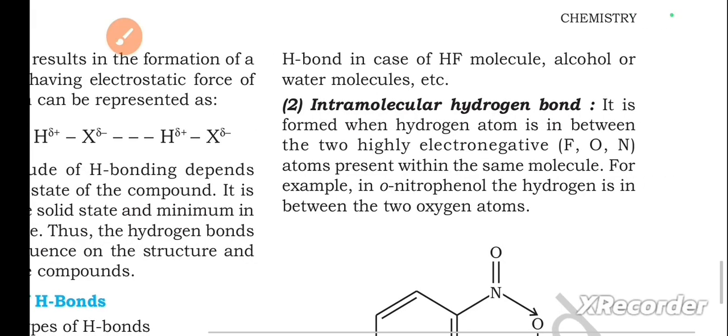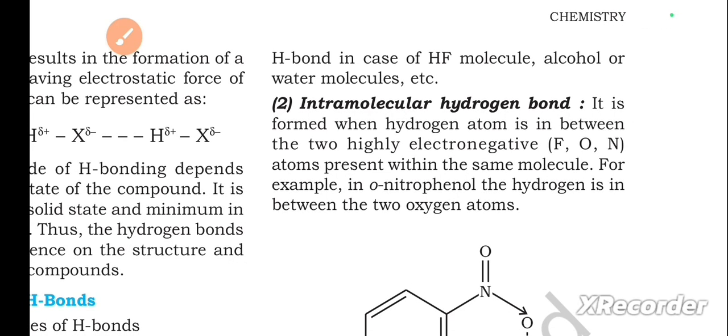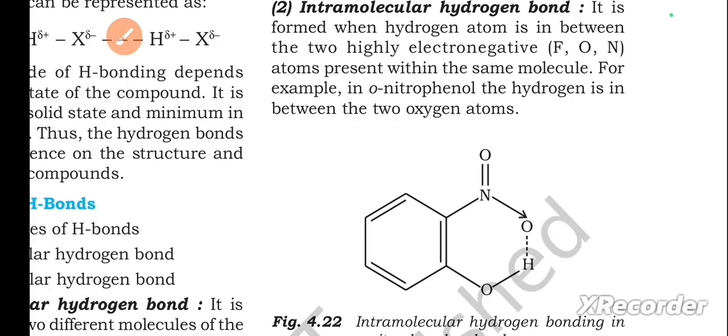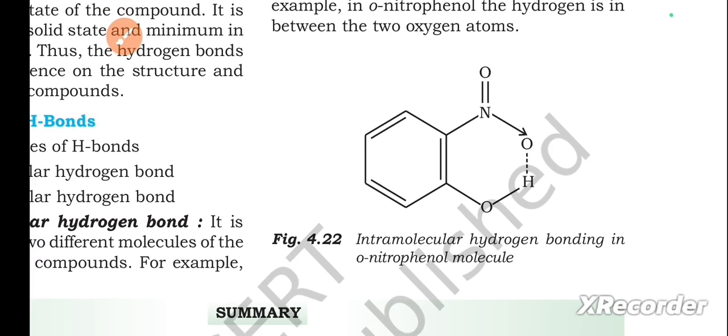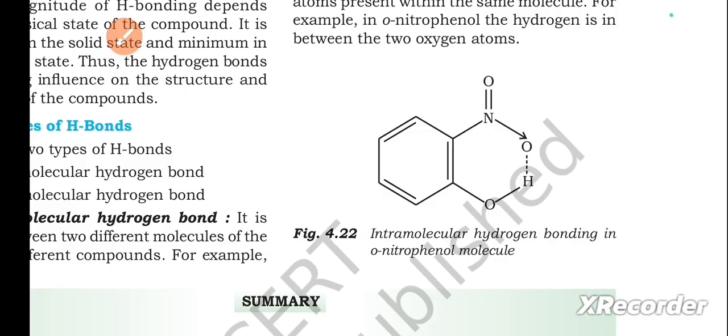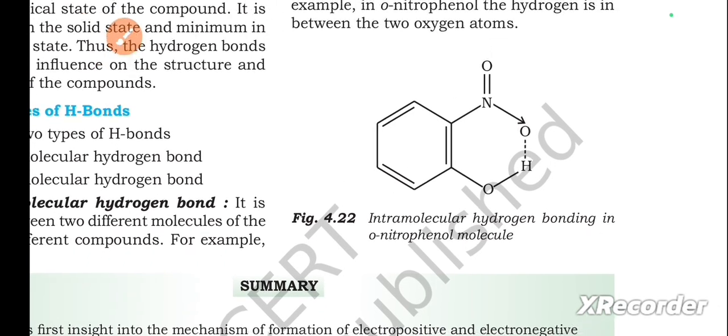Next one, intramolecular hydrogen bond. It is formed when hydrogen atom is in between the two highly electronegative atoms present within the same molecule. For example, in O-nitrophenol, the hydrogen is in between the two oxygen atoms. You can check the figure over here.